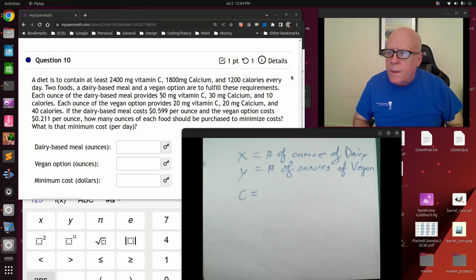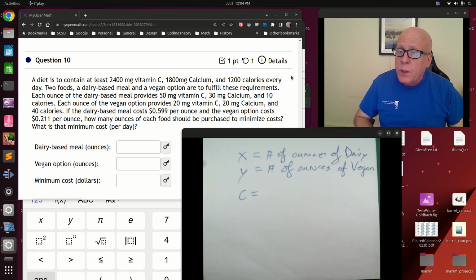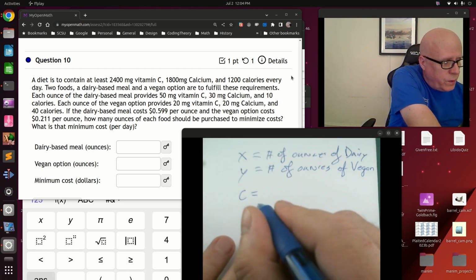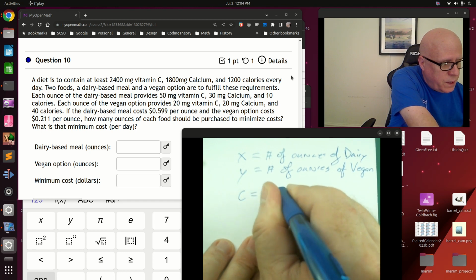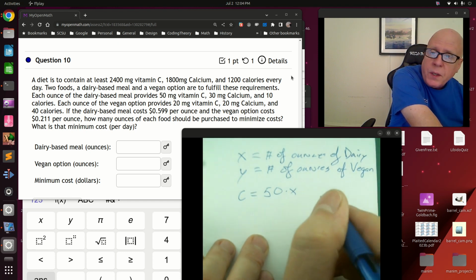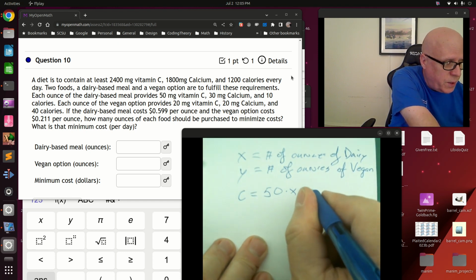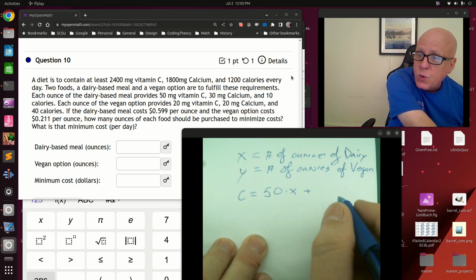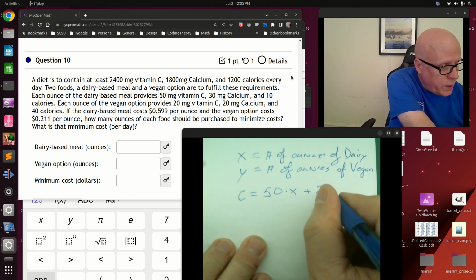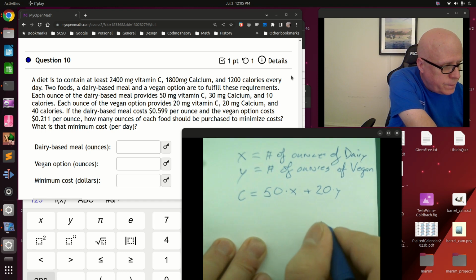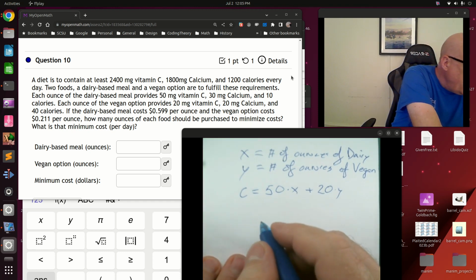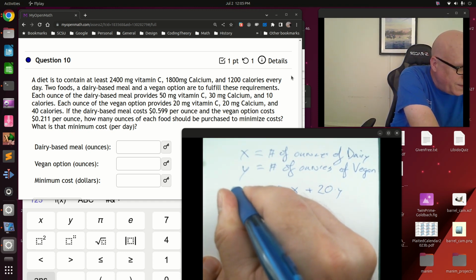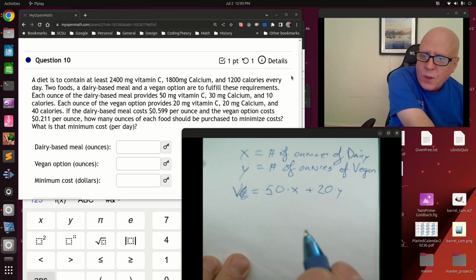All right. So let's see. Each ounce of the dairy-based meal provides 50 milligrams of vitamin C. So the vitamin C content is 50 times X. That's the contribution of the dairy-based stuff to your vitamin C content. Each ounce of the vegan stuff gives you 20 milligrams. So 20 times Y. That's your vitamin C content. And I called it C. That's V. That's what you called it before.